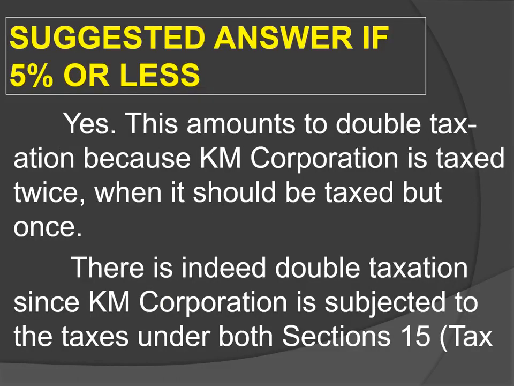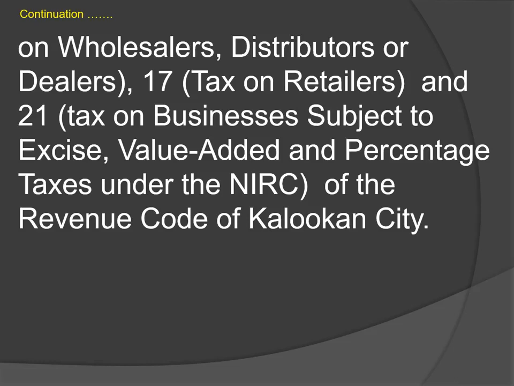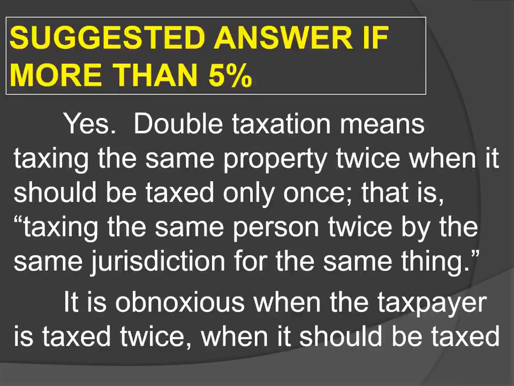Yes, this amounts to double taxation because KM Corporation is taxed twice when it should be taxed but once. There's indeed double taxation since KM Corporation is subjected to the taxes under both Sections 15 and so on of the Revenue Code of Caloocan City, as expanded.